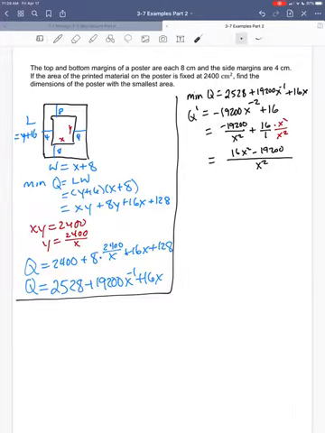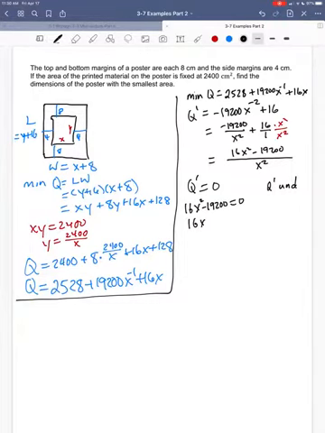To find critical numbers, I want to look at this overall derivative and find where it's either equal to 0 or undefined. So Q prime is equal to 0 or Q prime is undefined. Q prime equal to 0, well, this is a fraction. The only way a fraction can be equal to 0 is if the top, the numerator, is 0. So 16x squared minus 19,200 equals 0. That would tell me 16x squared equals 19,200.